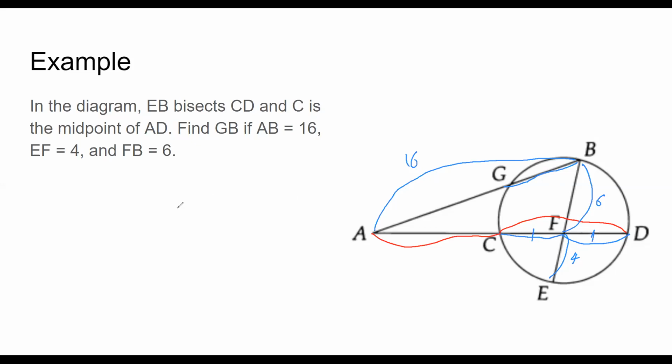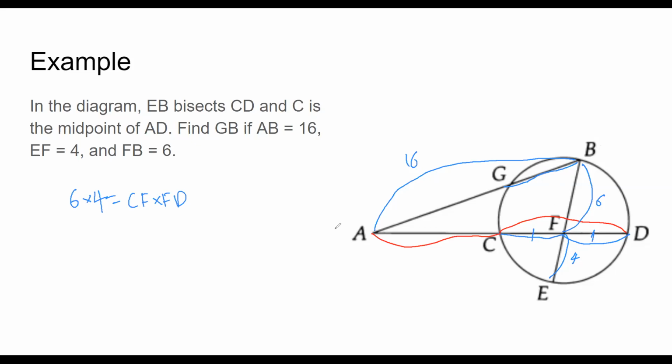So the equation we just learned was that the parts of a chord, when you multiply them, they're gonna come up with the same number. So what we're gonna say is 6 times 4 is equal to CF times FD. And this is the equation we just learned, right? The parts of the chord, when you multiply them, are the same thing.